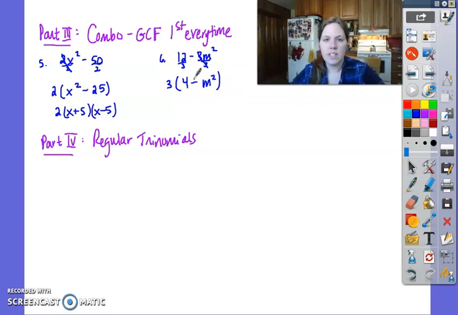Look in your parentheses, 2 terms attached by subtraction. Both are square rootable. Keep that GCF in front. Always check and make sure that you don't throw that number in front away.